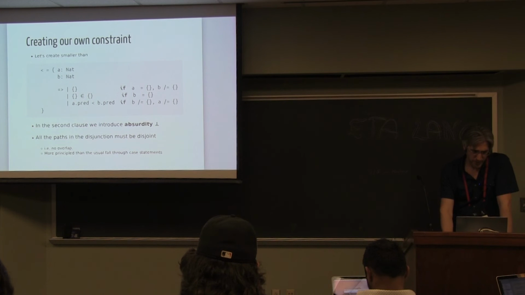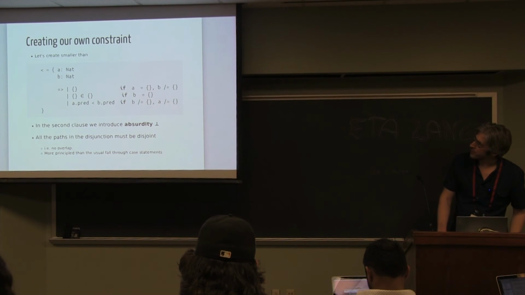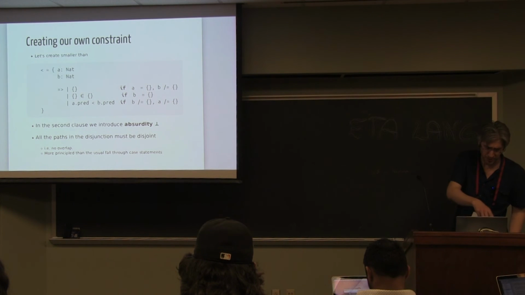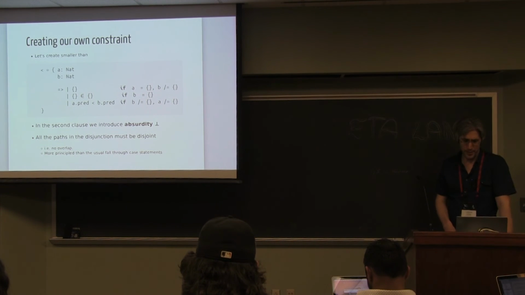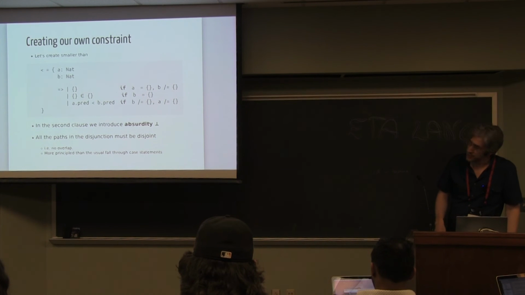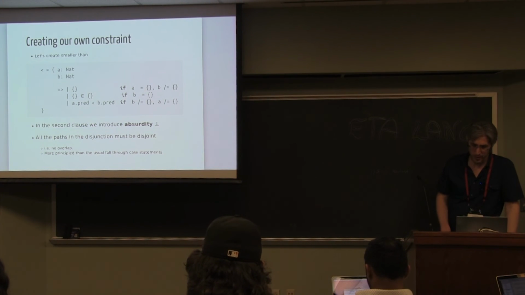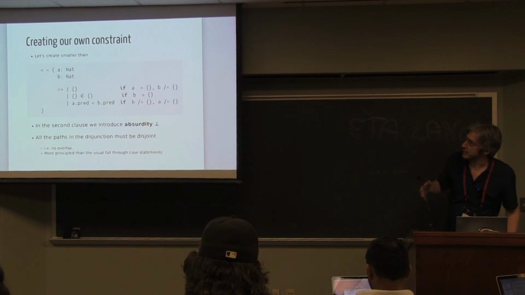So we said that we had to create our own constraint smaller than. So quickly, we have A is equal to natural, B is a member of natural, sorry. And then we have these results. It's basically the syntactic sugar for implication. And we have a disjunction there. And we have 3 cases. In the first case, if A equals 0, B is not 0, we say that we return empty set 0.